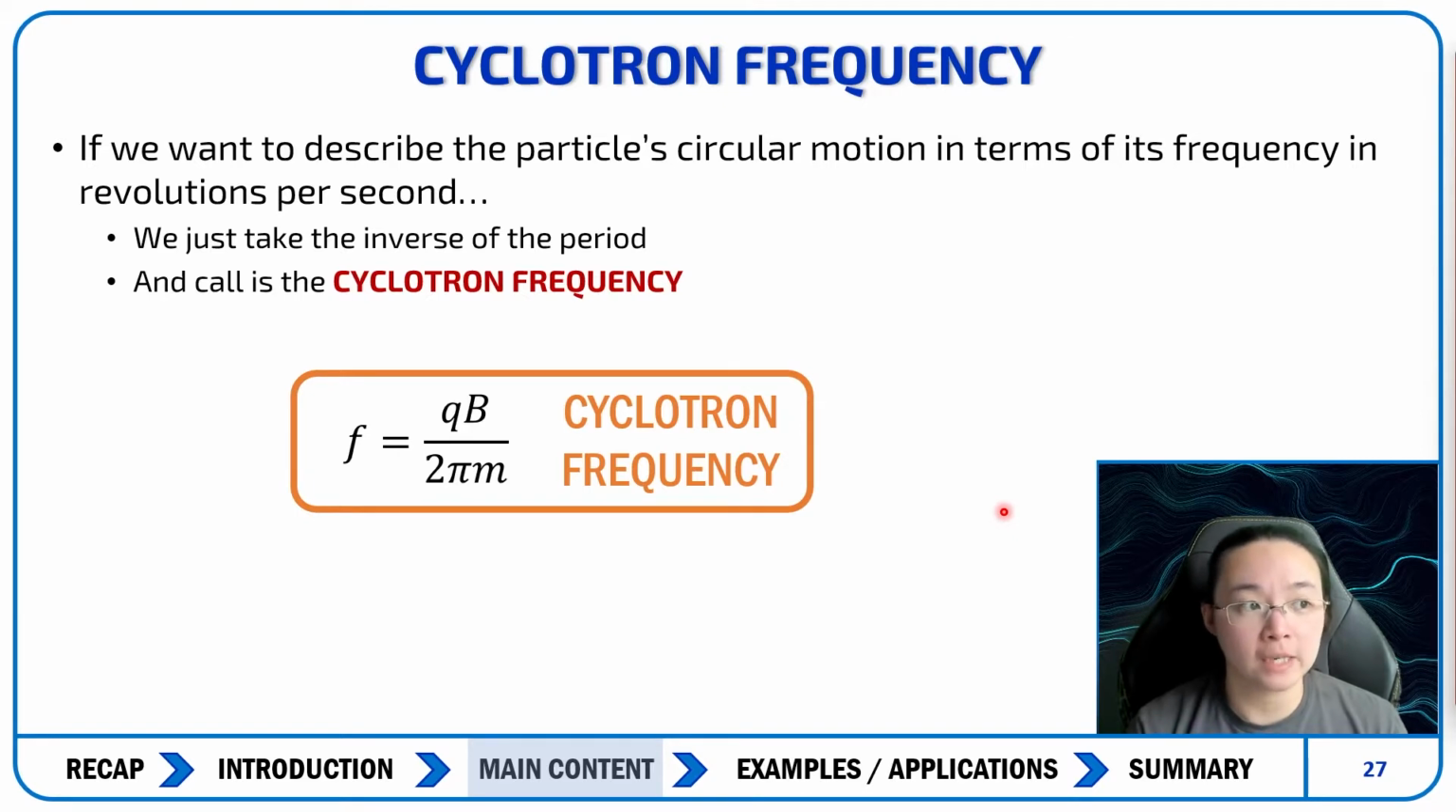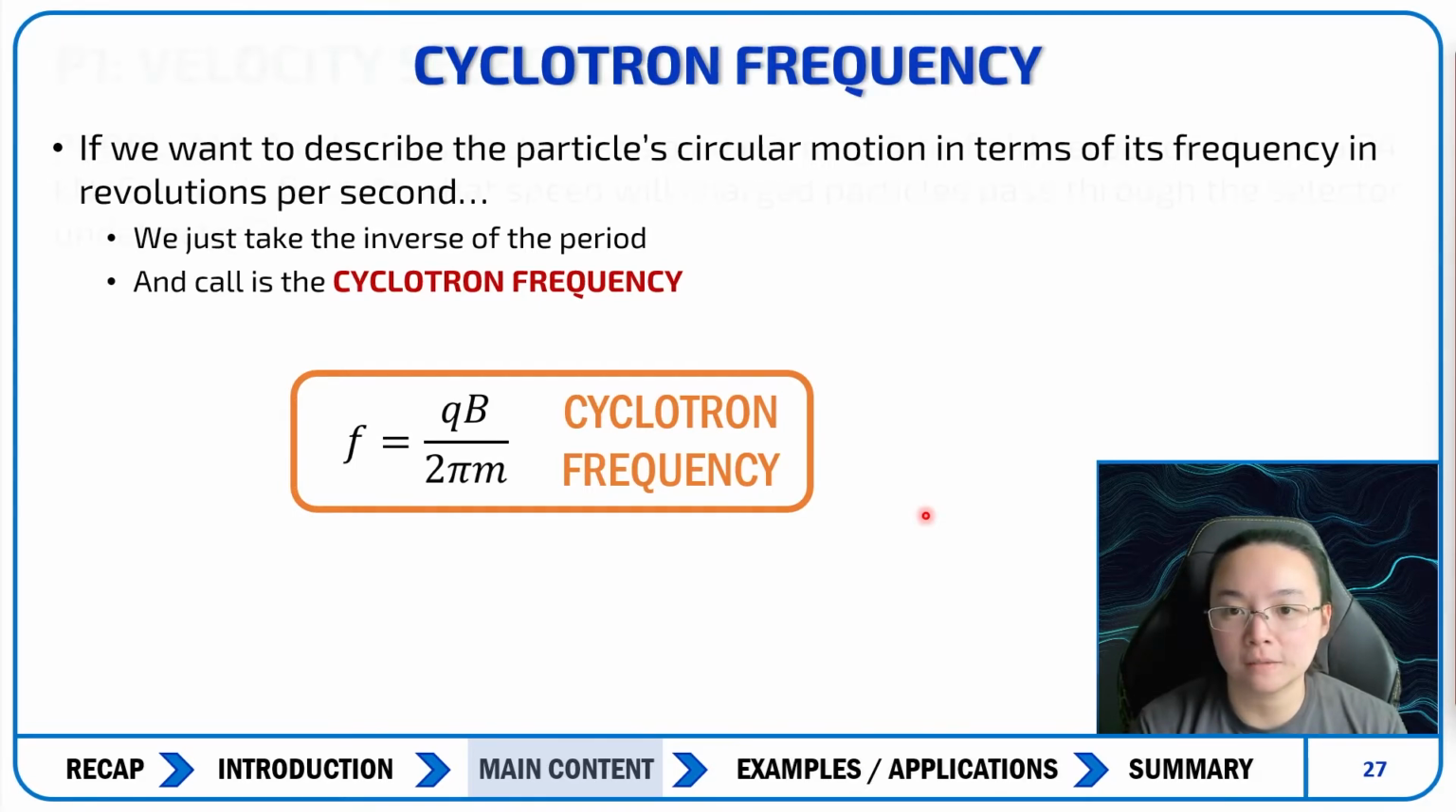Finally, we take a look at cyclotron frequency. It's a unique type of frequency that's used to describe the particle's circular motion in terms of its frequency in revolutions per second. So basically, the opposite of the period we just took a look at. It's QB over 2 pi m. So that has a specific name called the cyclotron frequency. So in the next few slides, we're going to go through a few practice problems, and we'll be able to apply these equations.